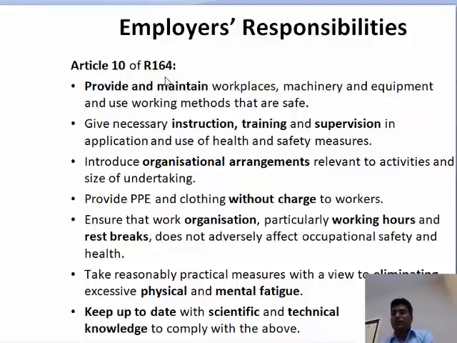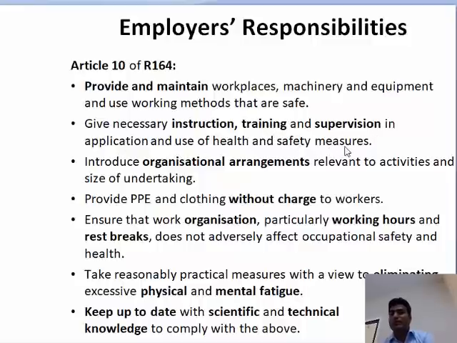But what is the responsibility of the employer according to Article 10 of Recommendation 164? Recommendation 164 gives the guidance according to the convention, and the first one is to provide and maintain workplace machinery and equipment and use working methods that are safe. This is the first responsibility of the employer according to Article 10 of Recommendation 164. This is not legally binding, but it is the guidance document of the convention.